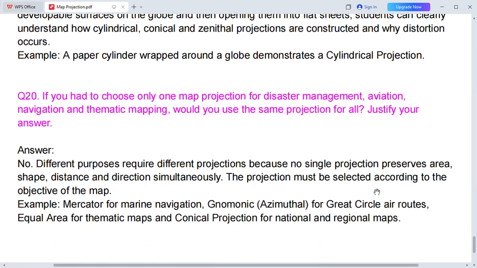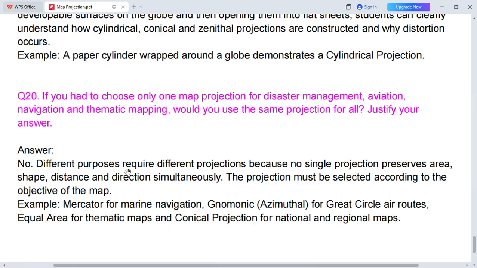Next question, and this is the last question for today. If you had to choose only one map projection for disaster management, aviation, navigation and thematic mapping, would you use the same projections for all? Justify your answers. So my answer will be no.